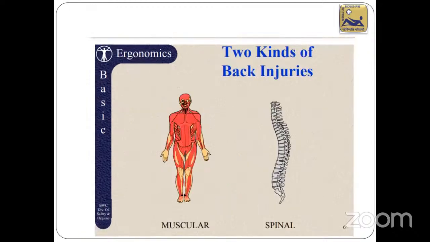Next slide. Okay, so there are two kinds of back injuries predominantly seen in people working on the system or students who are sitting for long durations. One is the muscular back injury, the other one is mainly spinal. Usually any person who sits in the wrong position for long durations, in the beginning, the muscles get fatigued. We call it repeated stress syndrome.